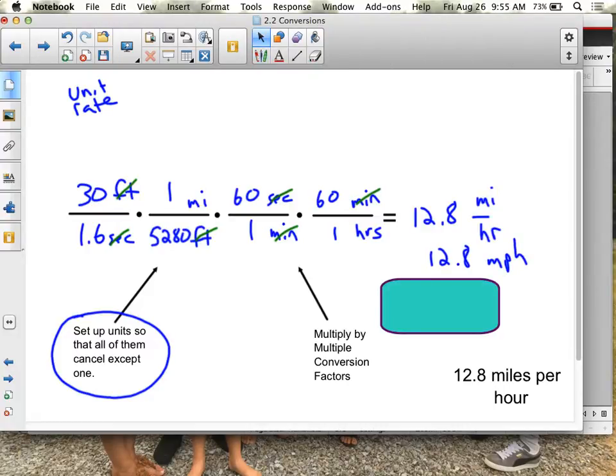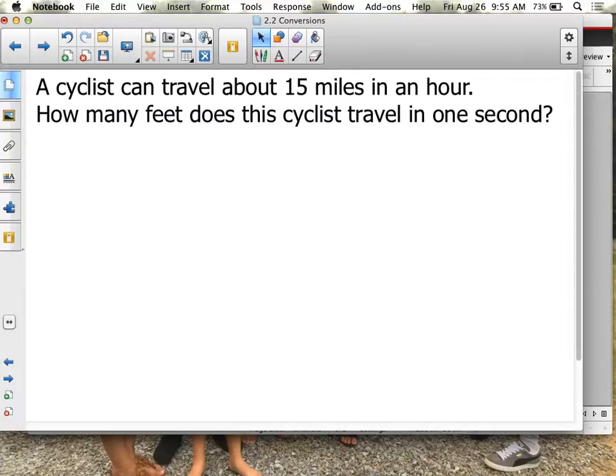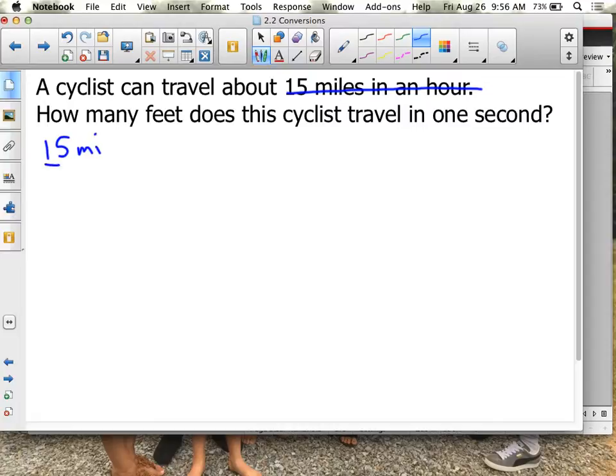So let's work through one more together. If you ride your bike competitively, you know that you might be able to travel about 15 miles in an hour. And we want to know how many feet per second does this cyclist travel. So think about how we start. We have our unit rate, 15 miles in an hour. So 15 miles in 1 hour.